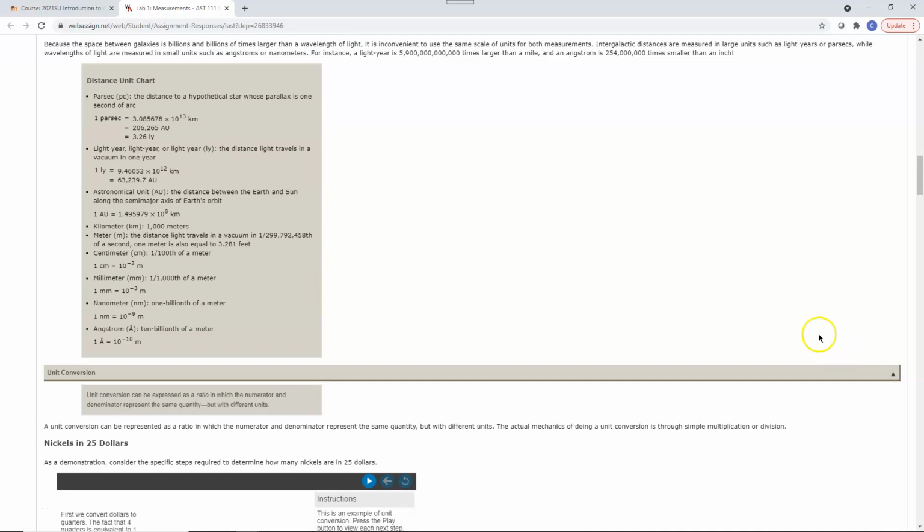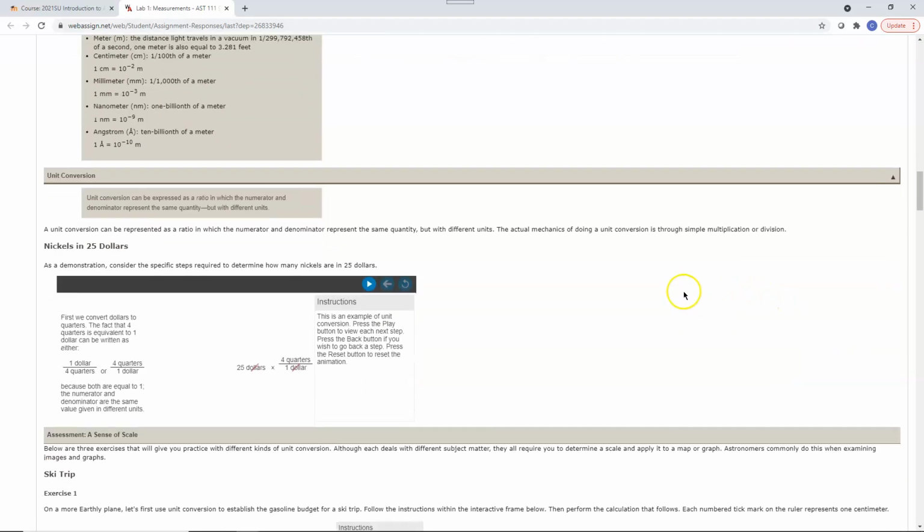Now, our unit conversion allows us to convert from one unit to another. Starting off here, if we look at nickels in $25, all right? Well, first of all, we have to understand how this works. We first convert the dollars to quarters. The fact that 4 quarters is equivalent to $1 can be written as $1 is 4 quarters, or 4 quarters is $1. Because both are equal to 1, the numerator and denominator are the same value in different given units. Now, to watch these examples in here, you have to press the play button.